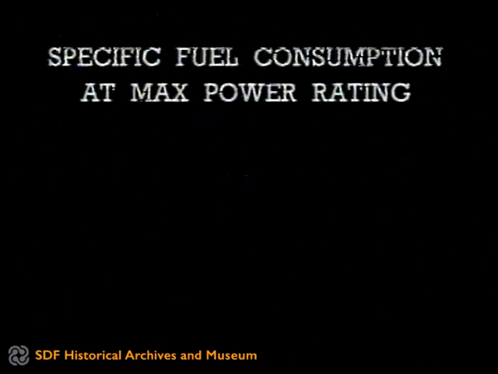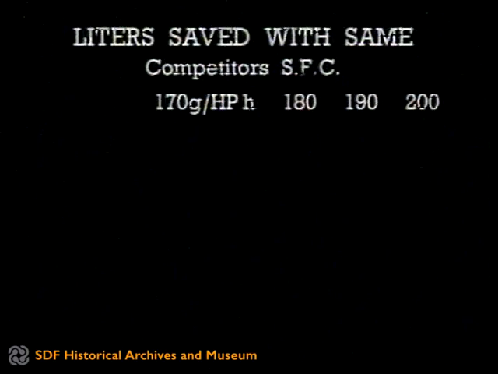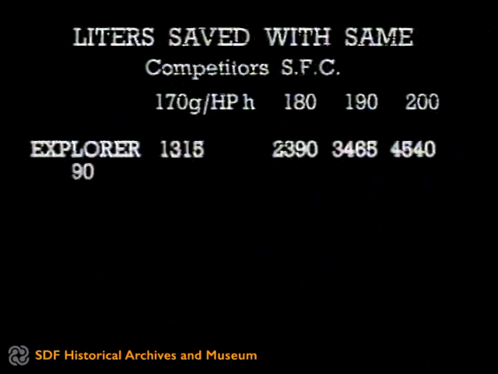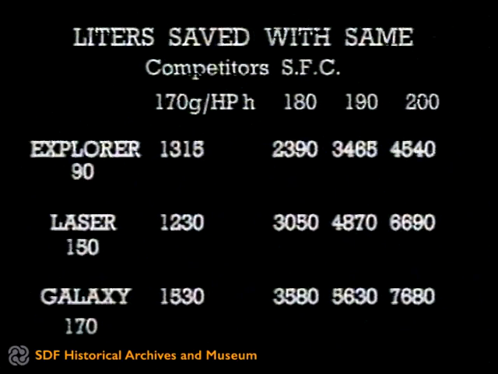The majority of engines of other constructors have certificated specific consumption figures in the order of 180, 190 grams per horsepower hour. What significance do these data have in terms of fuel savings? On the basis of 1,000 hours use at maximum output power, compared to a competing tractor of similar power with a greater specific consumption, our tractors offer a substantial saving in fuel.